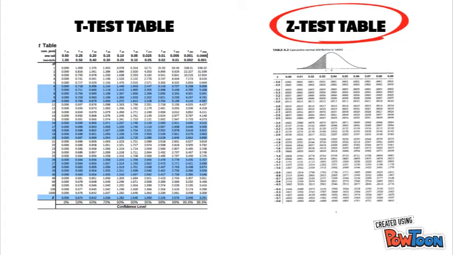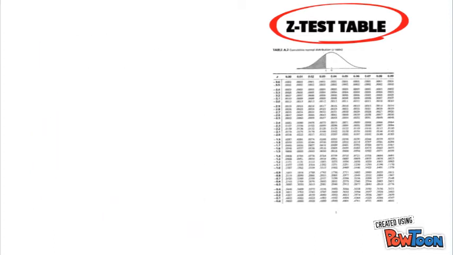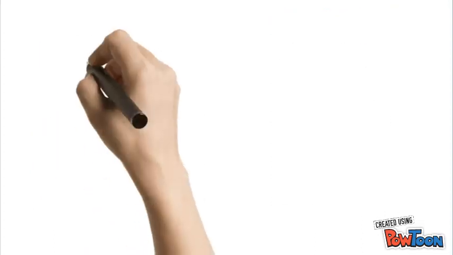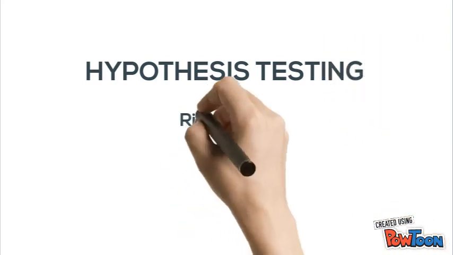There are two types of table that we need to use, the t-test and z-test table. But for now, let's use the z-test table. Let's look for an example. Hypothesis testing, right-tailed.